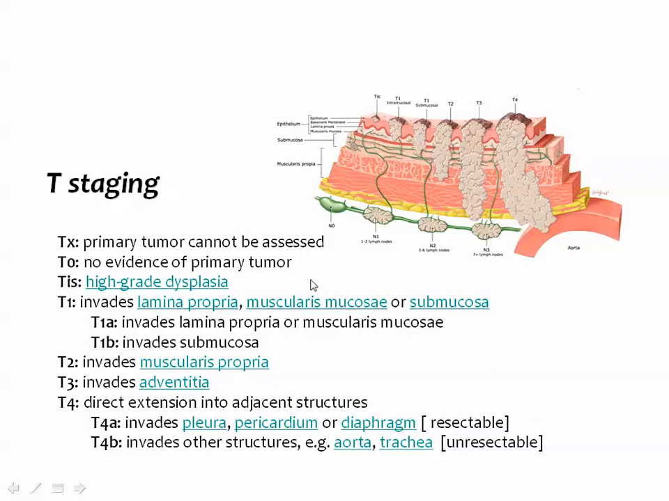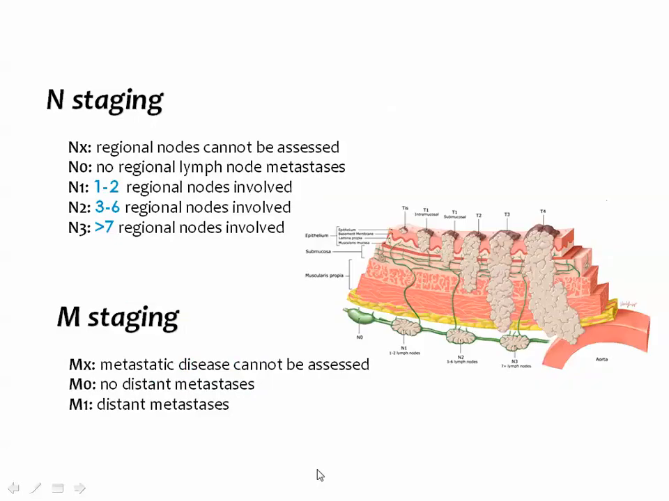And this is the T staging of esophageal cancer. Of course, T1, T2, and T3 can be detected by endoscopic ultrasound, but if the lesion has invaded beyond the esophageal wall, then you can see this by CT, if it extended outside the wall of the esophagus.